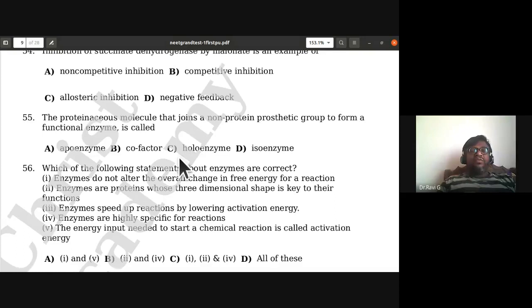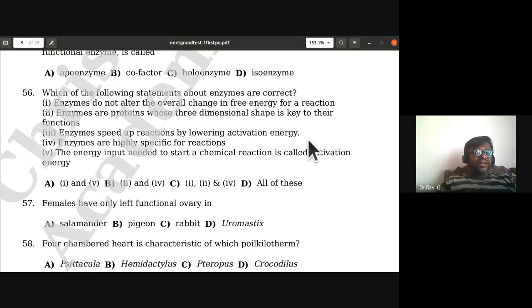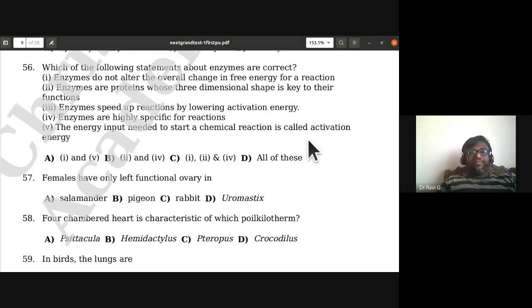Okay. Which of the following statements about enzymes are correct? You should identify the correct statement. Enzymes do not alter the overall change in free energy for a reaction. Enzymes are proteins whose three-dimensional shape is key to their functions. Enzyme speeds up reaction by lowering activation energy. Enzymes are highly specific for reactions. The energy input needed to start a chemical reaction is called activation energy. So all the statements are correct about enzymes. None of them are incorrect. So D is the answer.